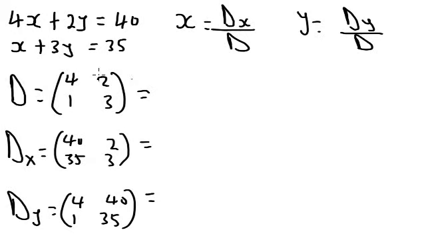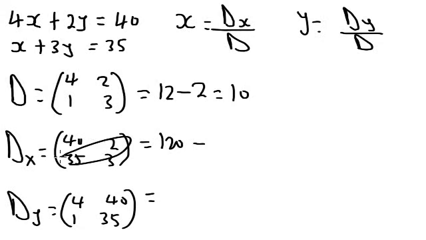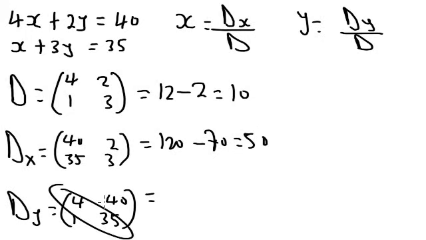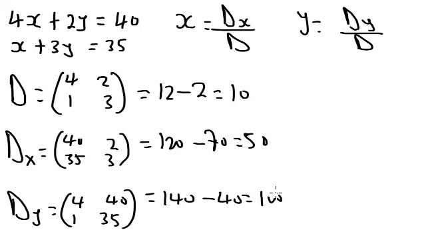So what will be the determinant of this matrix? That will be 4 times 3, which is 12, minus 2 times 1, which is 2, which is simply 10. Similarly, 40 times 3 is 120, minus 35 times 2, that's 70. And the solution of that is 50. Now what about 4 times 35? That will be 140, minus 1 times 40, that will be 40. And that results in 100.